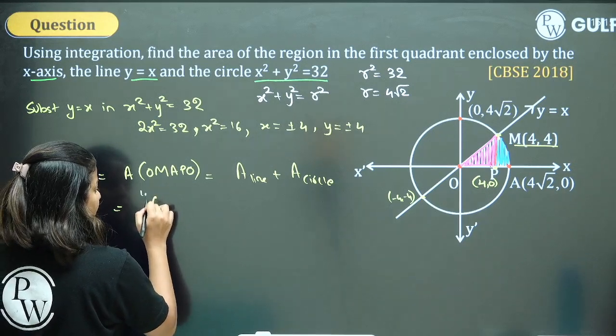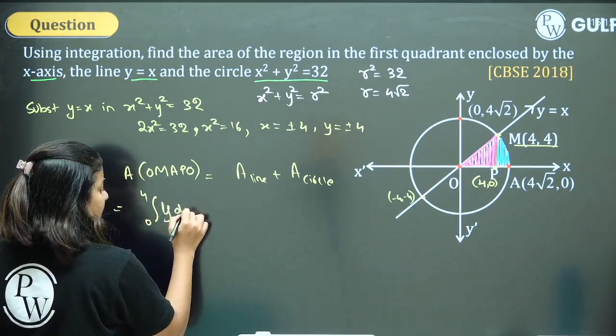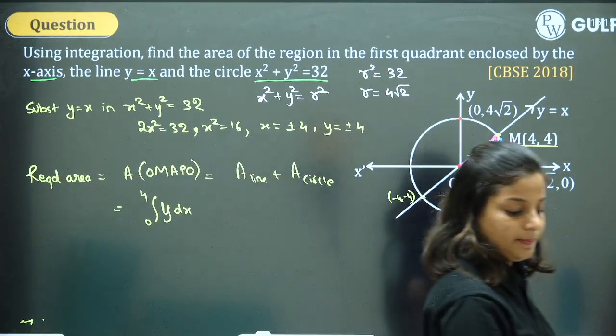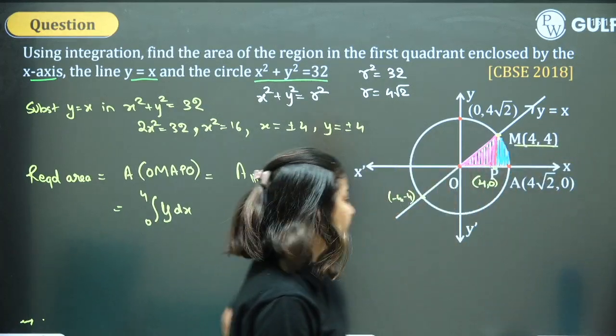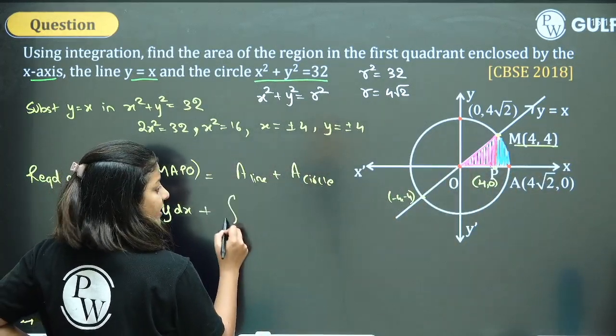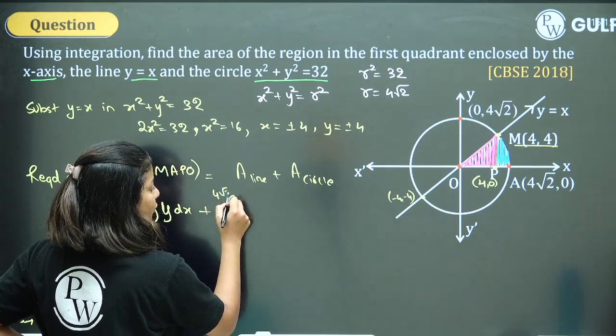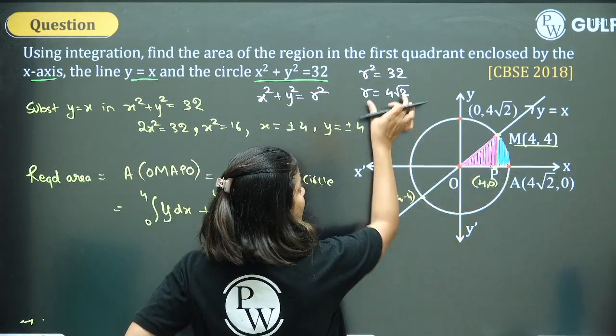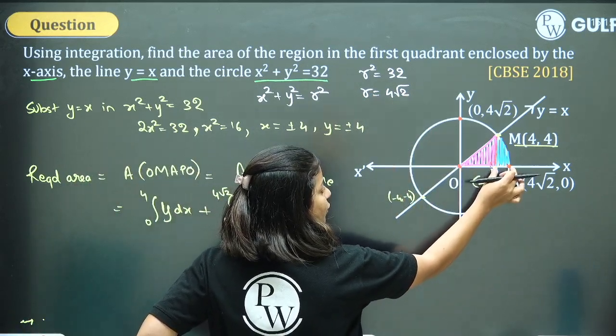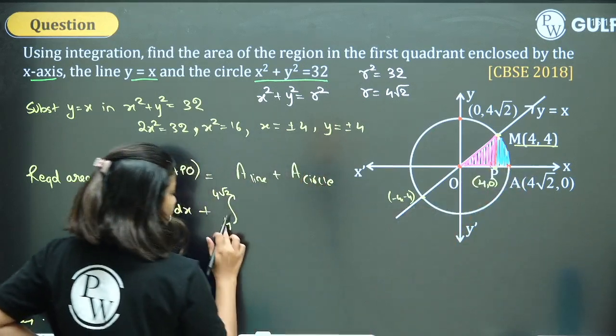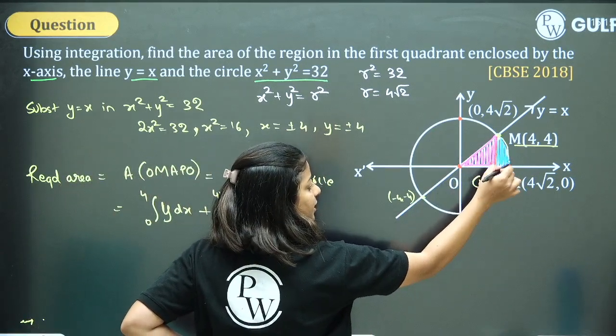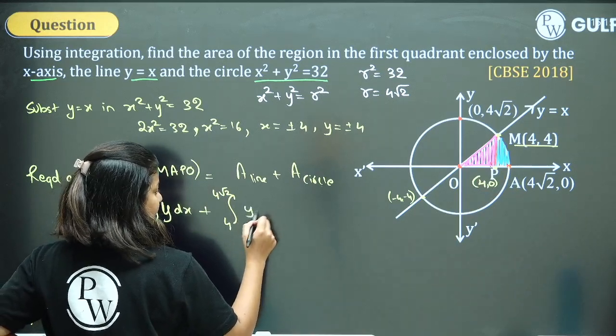Integral 0 to 4 y dx. अलार्म बजने लगा किस खुशी में. Plus integral 4 to 4 root 2. Guys, the radius was 4 root 2. We ourselves found. So 4 to 4 root 2. This distance, from 4 to 4 root 2, it is nothing but area under circle.